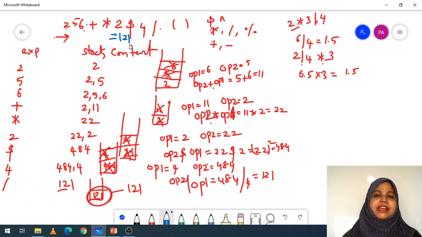Here I repeat: first we have to evaluate the expression from left to right, then follow the operator precedence rule. Whenever any operand occurs, we have to push it into this stack. If any operator occurs, we have to delete the top 2 elements of this stack. First element is operand 1, second element is operand 2, then we have to perform the operation on operand 2 and operand 1. Right? Thank you.